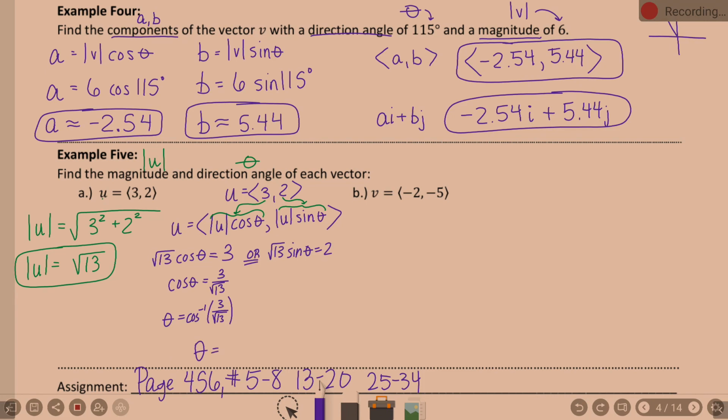And what are you getting? 33.7. Or do you want it to 2? I have it to 2 on this one. We could go either way. 33. Okay, and that would be 33.69 degrees. Because this is theta, yes?